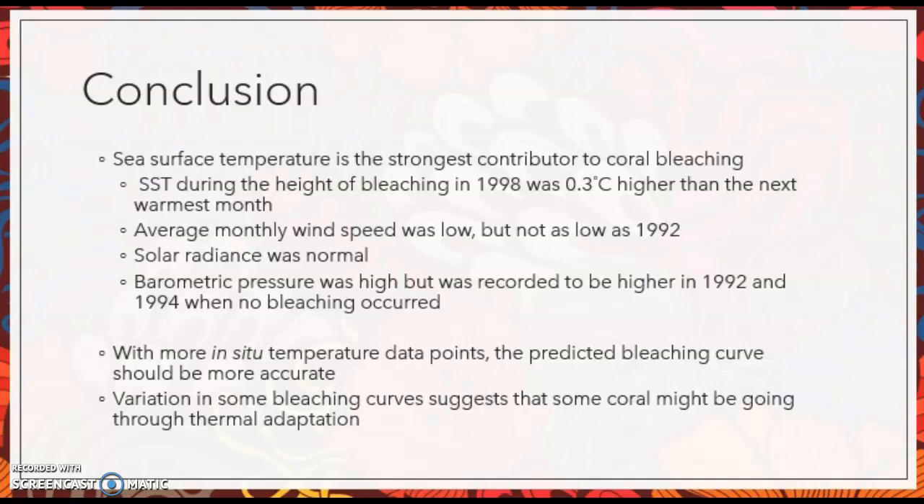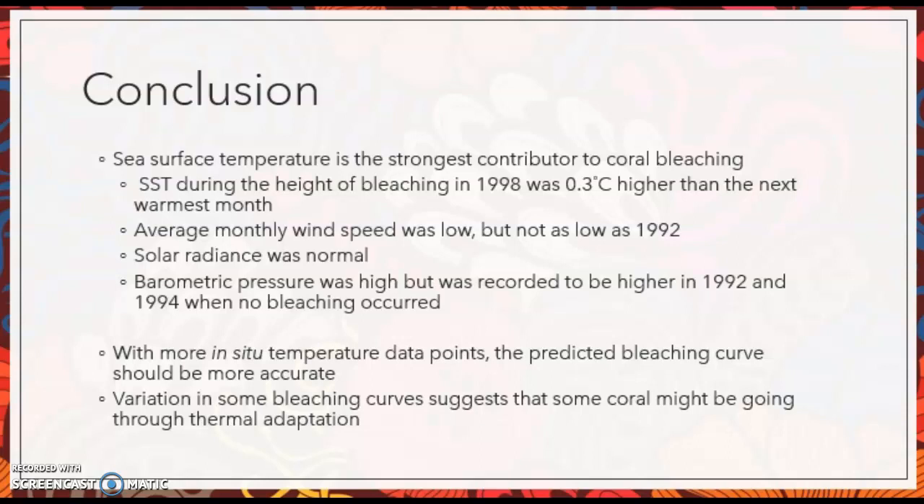We would expect wind speeds to be low when coral bleaching happens, and they were during 1998, but not as low as they were in 1992. And also solar radiance was normal throughout the recordings. Barometric pressure was high, but it was recorded to be higher in past years.